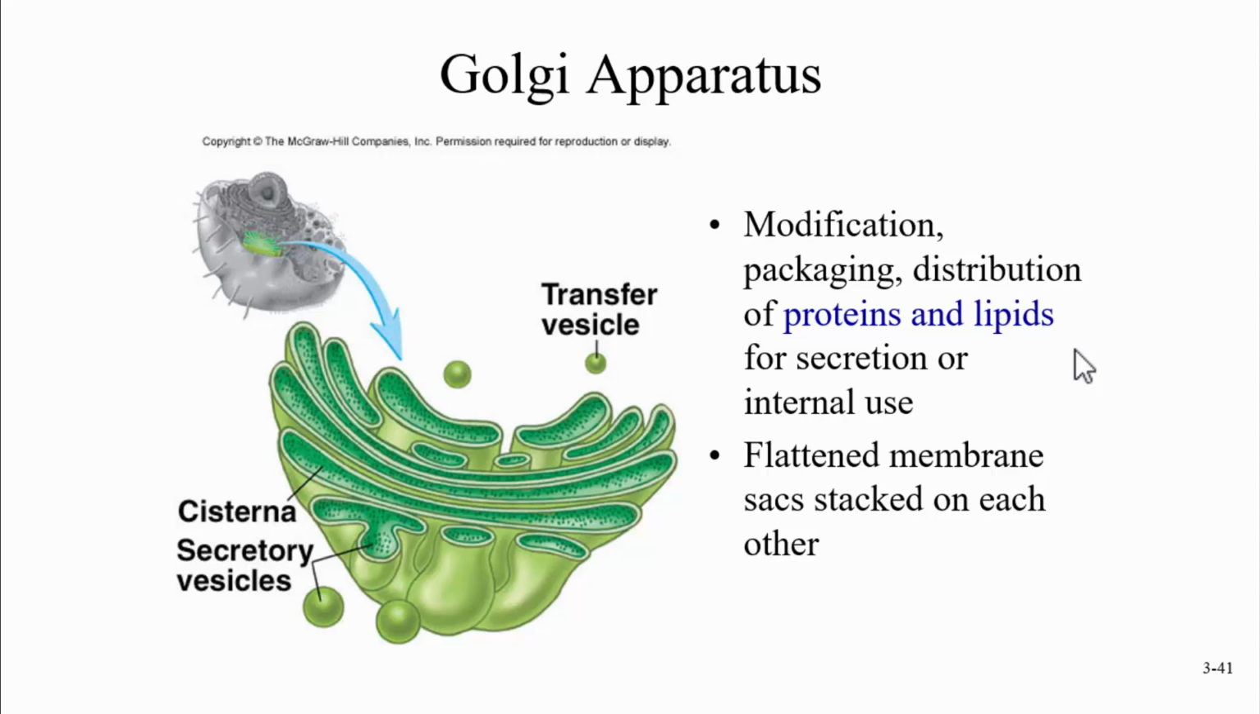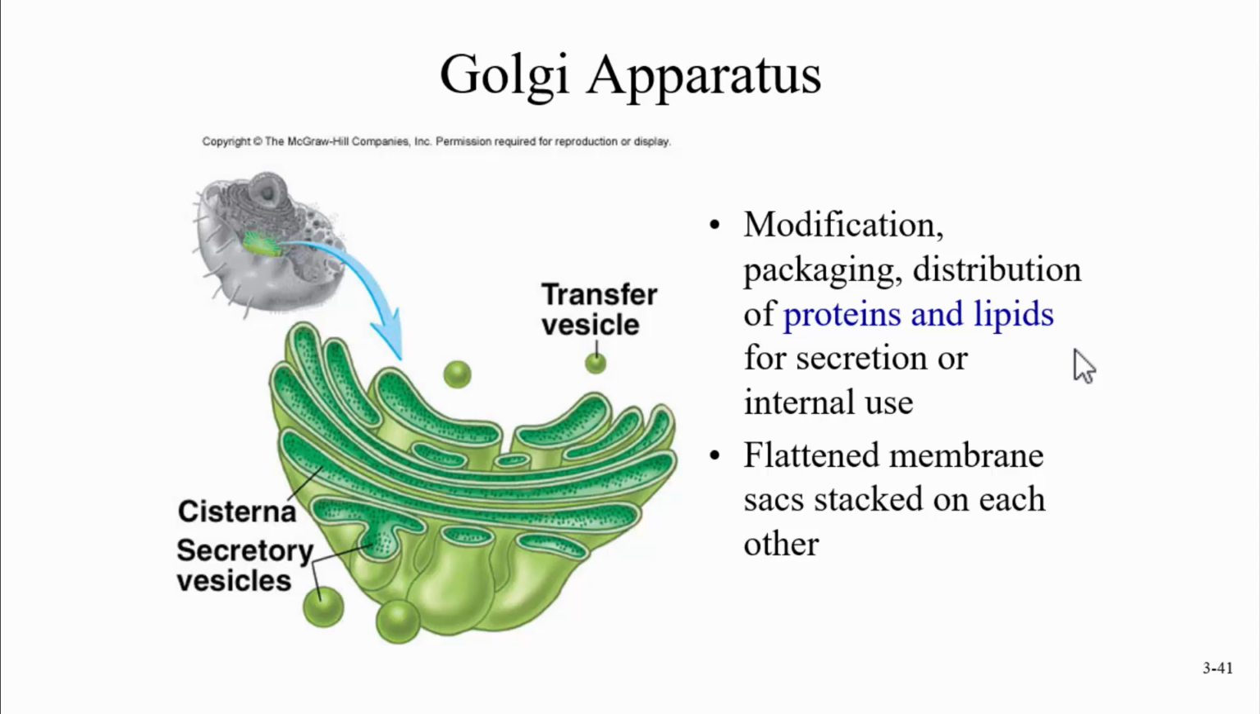Okay, the Golgi apparatus, Golgi body, Golgi complex, same thing, different names. It's for modification, packaging, distribution of proteins and lipids for secretion or internal use. So it's kind of like the UPS store of the cell. What can Golgi do for you?